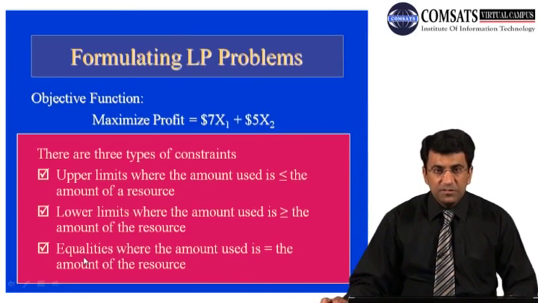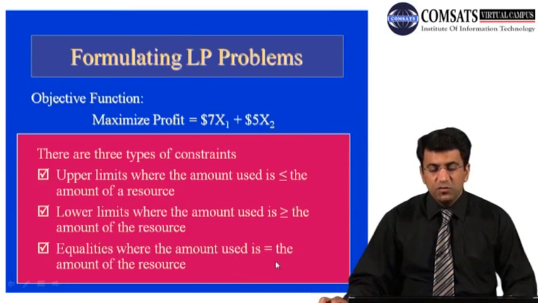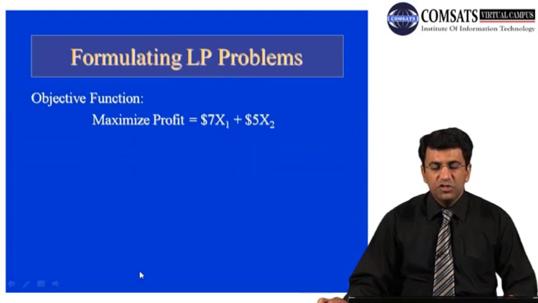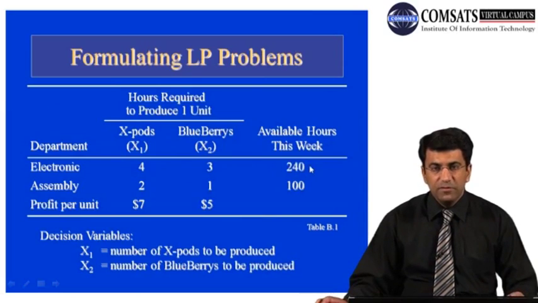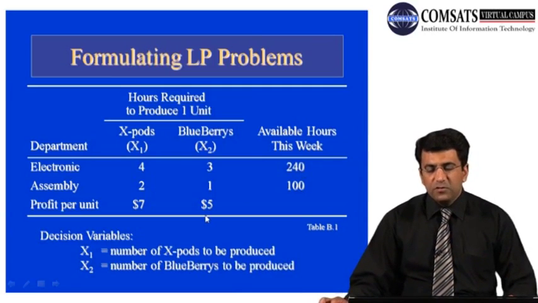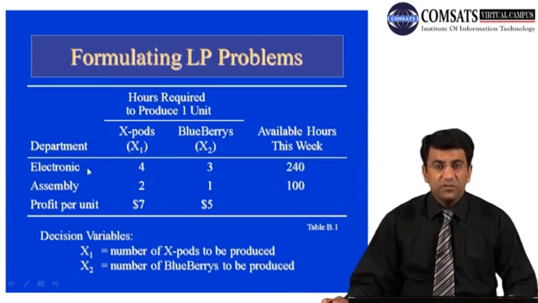Then there are some equalities where the amount used is equal to the amount of the resource. If we say that the total electronic work used is equal to this, then that will be the equality constraint. But in this particular example, this is the less than or equal to constraint, that is total electronic work should be less than or equal to 240. Now if we try to formulate this constraint for electronic work, you can see that if we are able to produce 1 unit of x1, it will take 4 hours of electronics.